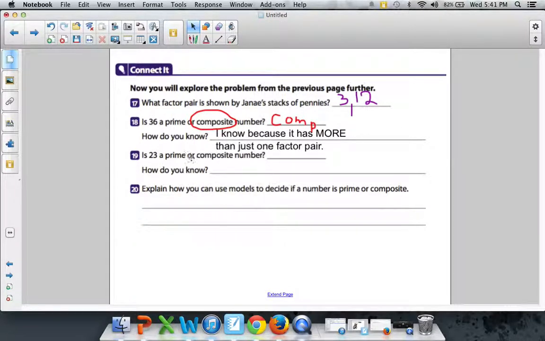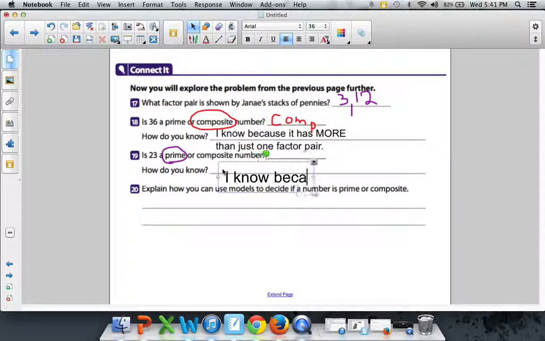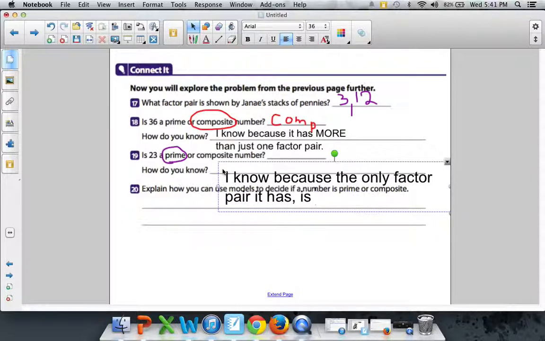Is 23 a prime or composite number? 23 is the other one. 23 is prime. How do you know? All right, I'll explain that real quick. I know because the only factor pair it has is 1 and 23. I'll put in parentheses itself.